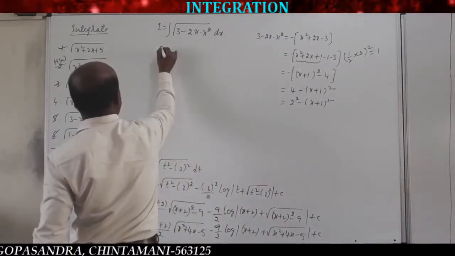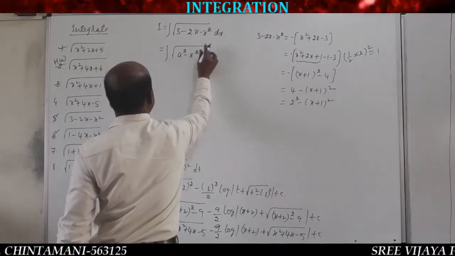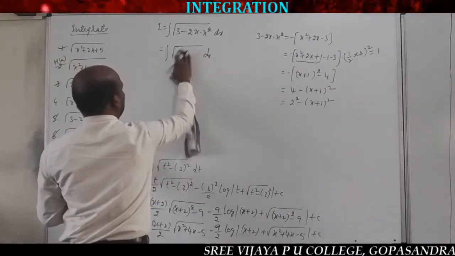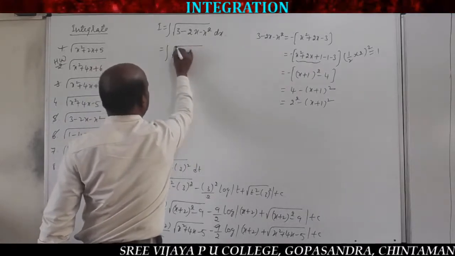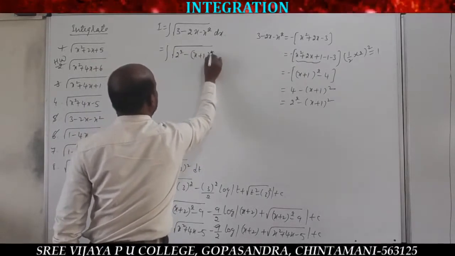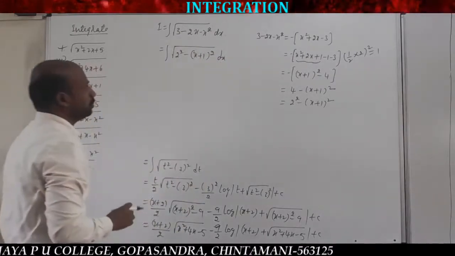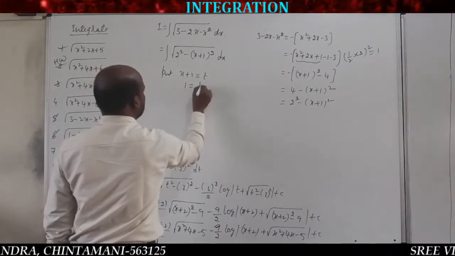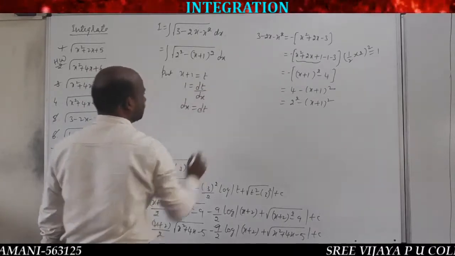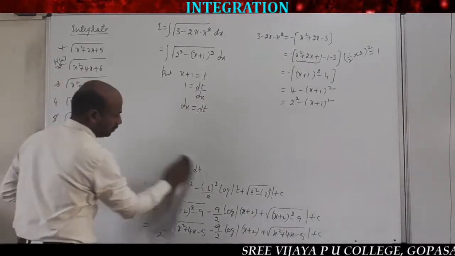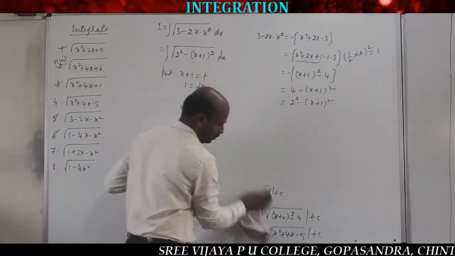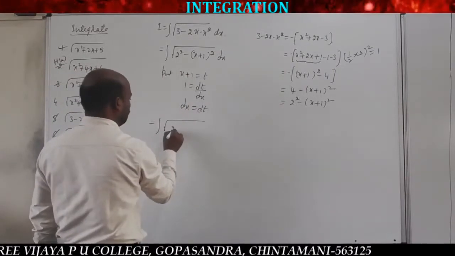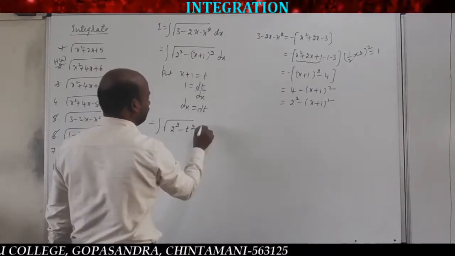So this can be taken as the integral of root of a square minus x square with respect to x. Sorry, this is root of 2 square minus of x plus 1 whole square with respect to x. And now x plus 1 is equal to t, so 1 is equal to dt by dx, dx is equal to dt. So the integral of root of 2 square minus t square, with dx as dt.